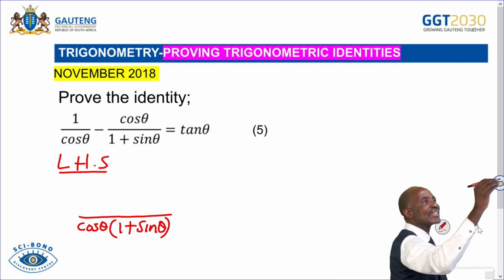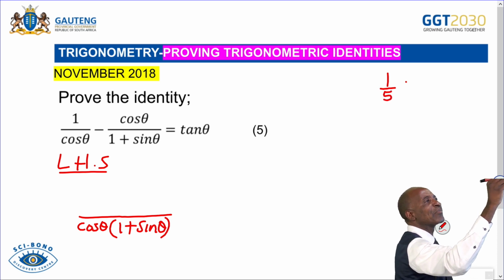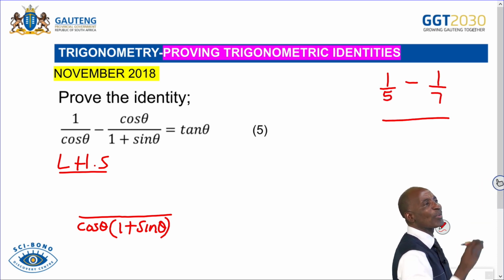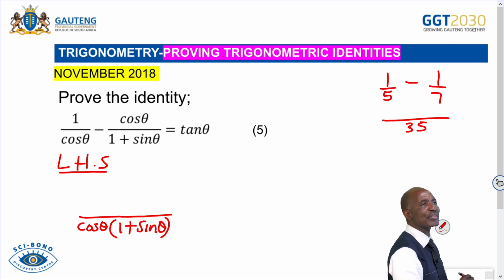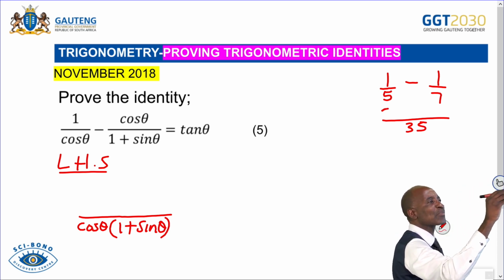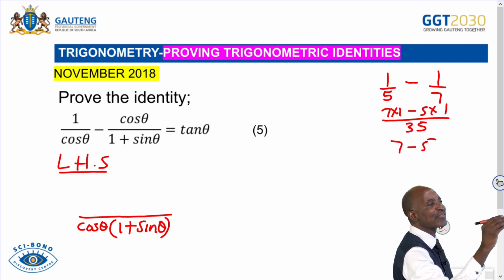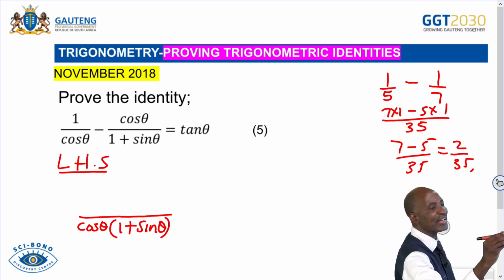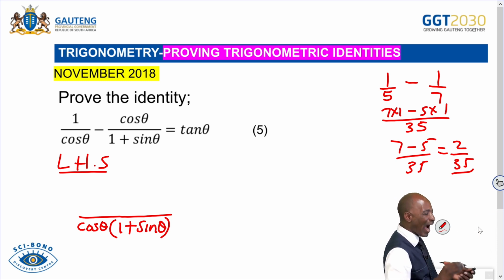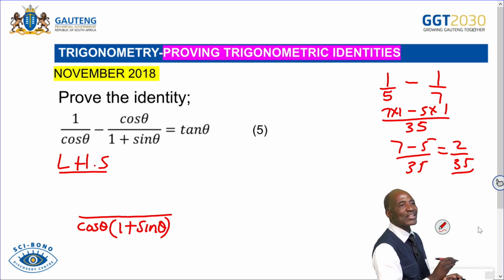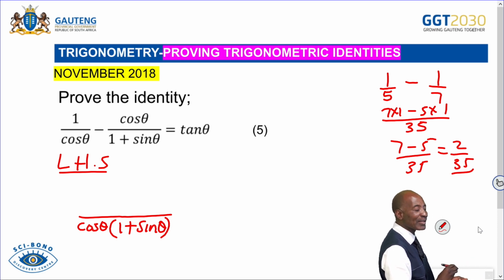It's just like saying in simple numbers 1 over 5 minus 1 over 7. If you want to find a common denominator without using multiples, you just multiply 5 times 7, you get your 35. Then you cross multiply 7 times 1 minus 5 times 1. Then this will give you 7 minus 5 over 35. Then your final answer will be 2 over 35. We are using the same idea here. We are multiplying our denominators. Cos theta times 1 plus sine theta is going to form a new denominator. I will keep it like this for now and wait for things to happen, then simplify further.